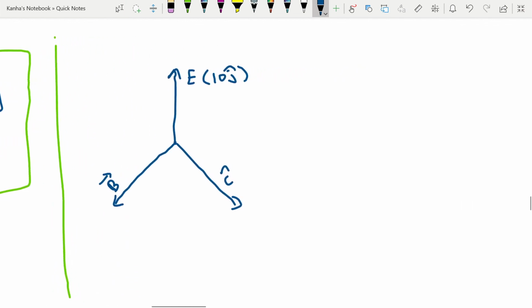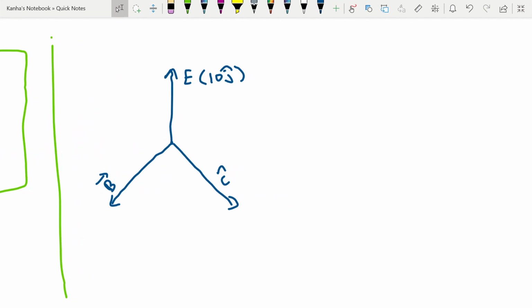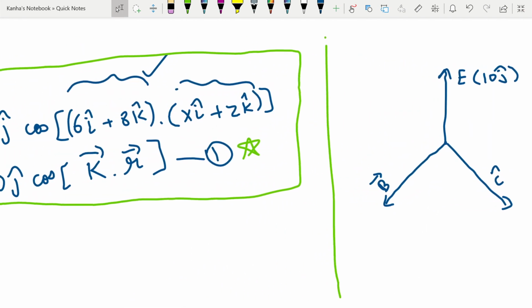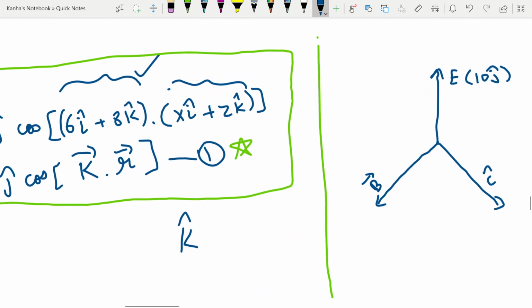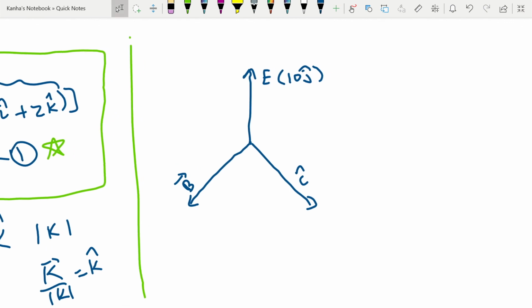So first of all, what do I have? In order to find c cap, I already have the direction k. I need to find k cap. So for doing it, I take the mod of k and then write k divided by mod of k is equal to k cap. If I do this, this direction c cap is equal to k cap, which is nothing but (3i plus 4k) divided by 5. This is your direction of propagation of light.